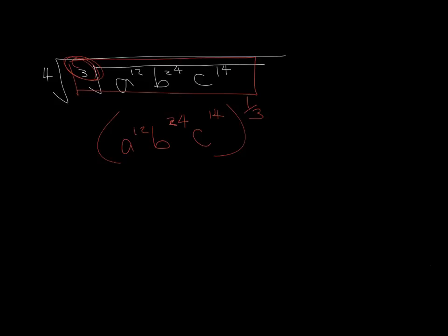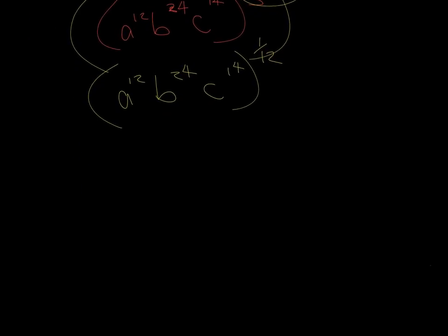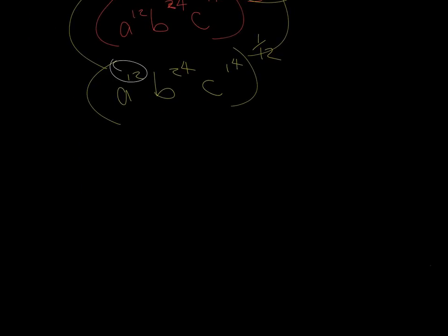Then I go to the next one. We'll do that in yellow. Parenthesis to the 1/4. So now I have a to the 12th, b to the 24th, c to the 14th, to the 1/12 power. Alright, so as you look at this, what we can do next is start putting those together. 12 times 1/12 is 12 over 12. B, 24 times 1/12 is 24 over 12. And 14 times 1/12 is 14 over 12.